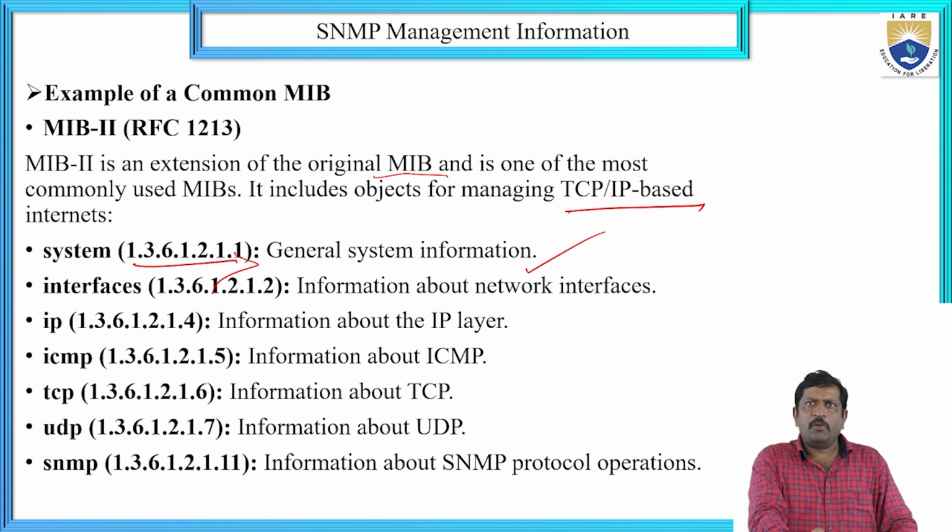IP is information about the IP layer, and ICMP is information about the ICMP protocol. TCP is information about the TCP protocol, then UDP protocol and SNMP protocol. All these protocol operations can be performed, so the objects related to these protocols can be effectively managed and maintained.